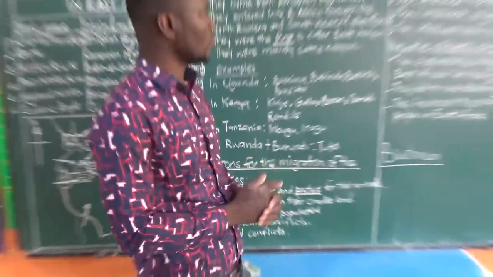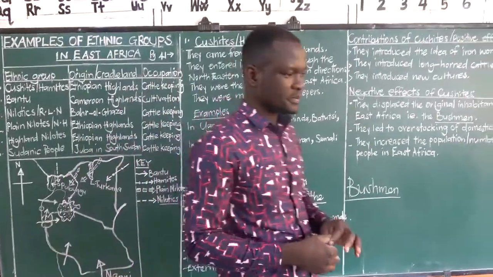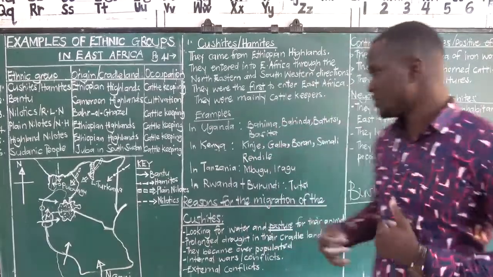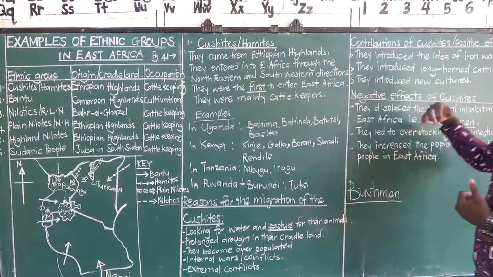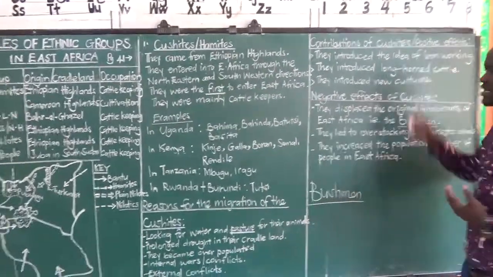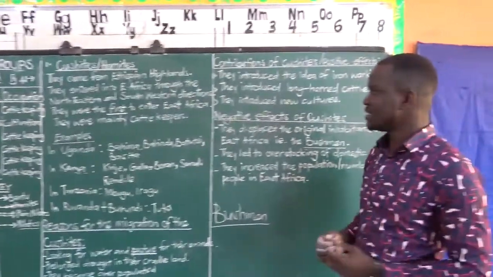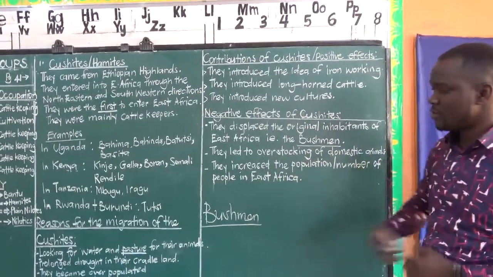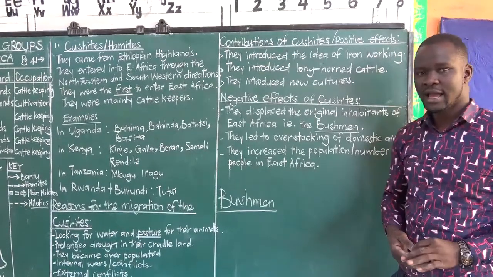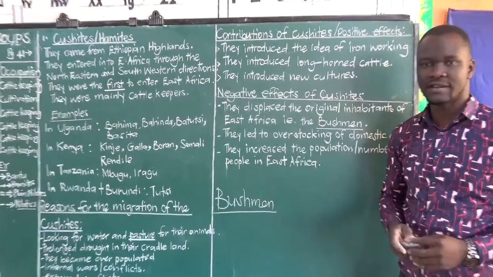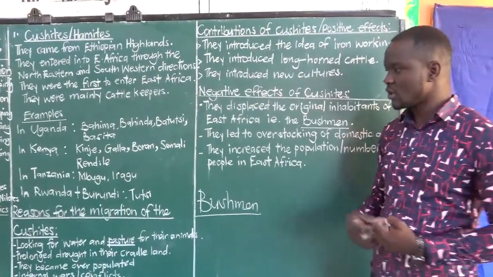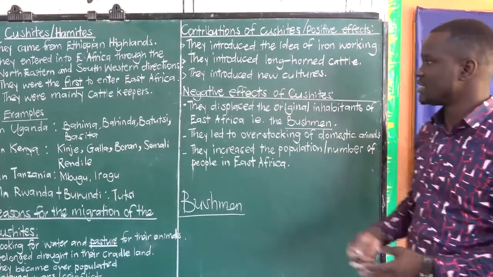We cross to the contributions. Now, here in the contributions, we have what we call the positive effects. Those are the good things that these people brought into East Africa. How was their coming into East Africa beneficial? How was it good to the people of East Africa?